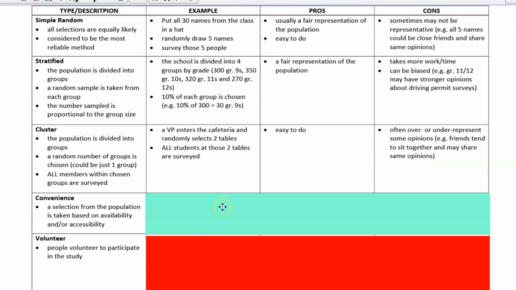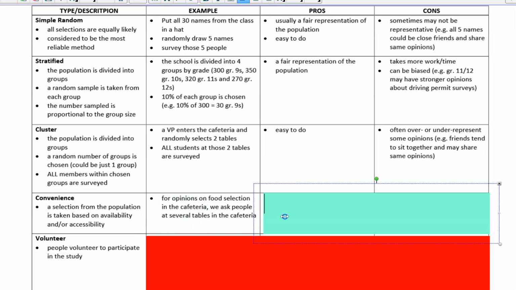Another one is convenience sampling. So for this, a selection from the population is taken based on availability. So it's kind of like whoever's around. Okay, so if we want opinions on food selection in the cafeteria, we ask people at several tables in the caf, right? It's convenient, they're right there. We don't have to go outside of the cafeteria, and we can get our survey done.